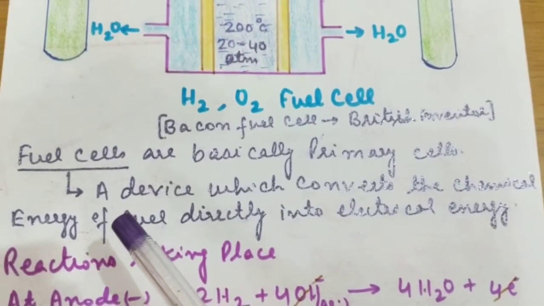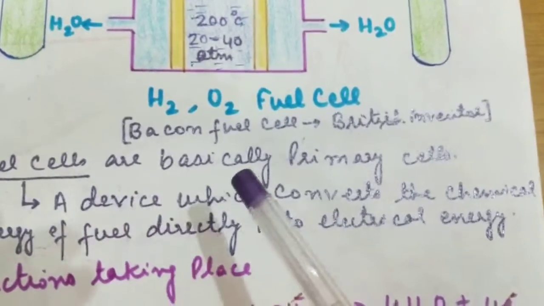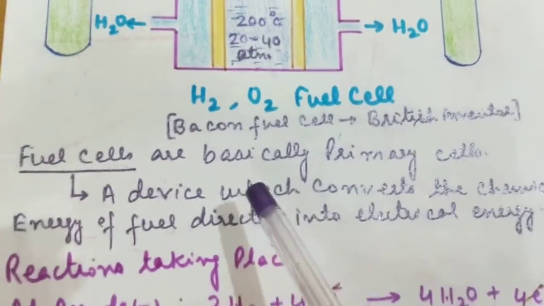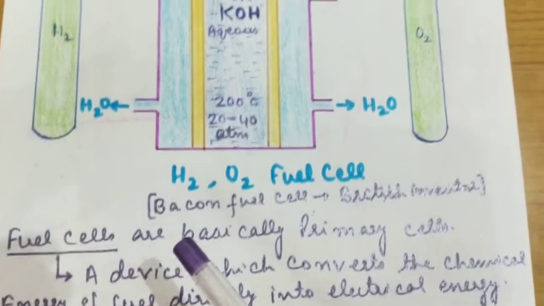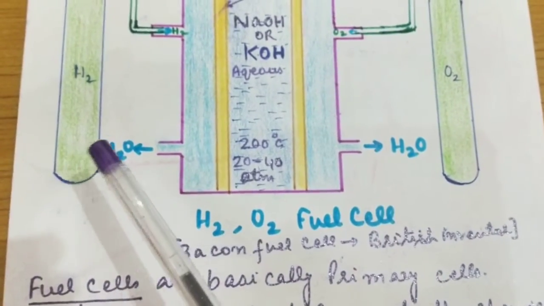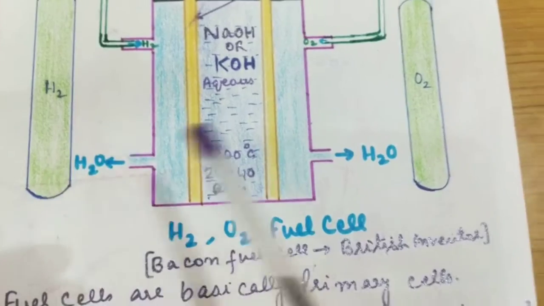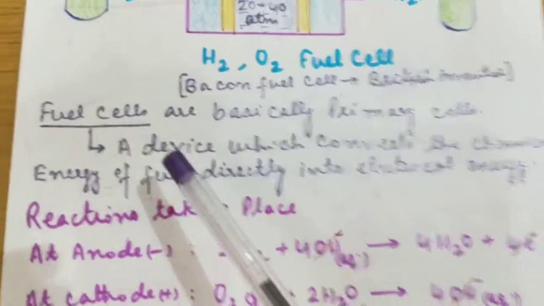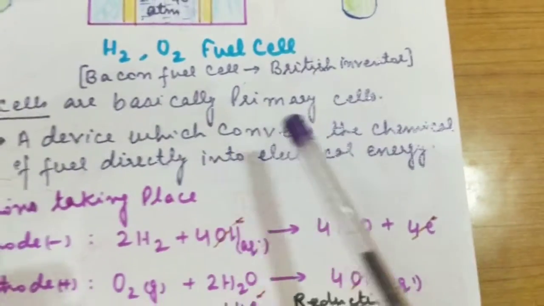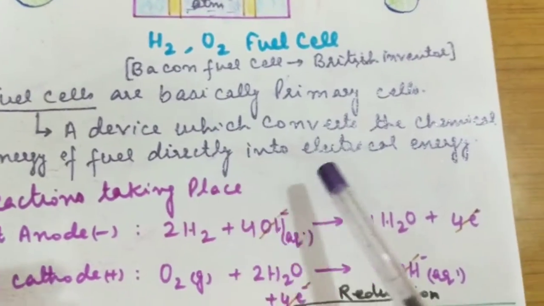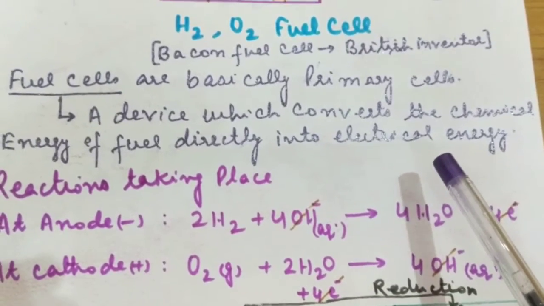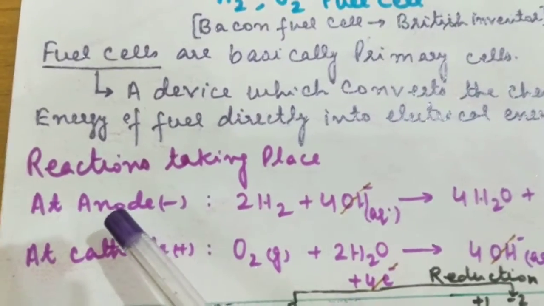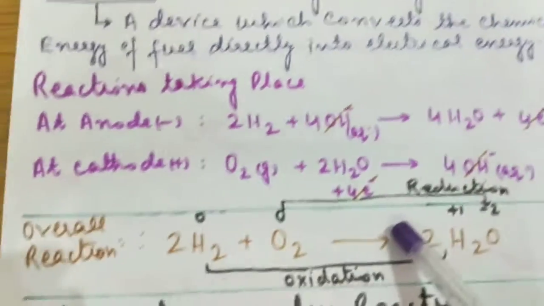Basically, these fuel cells are primary cells, meaning they cannot be recharged, but as we keep on supplying the fuels hydrogen and oxygen through this electrolyte, these cells keep on working. So a device which converts chemical energy of fuel directly into electrical energy is a fuel cell, and reactions take place in a fuel cell.